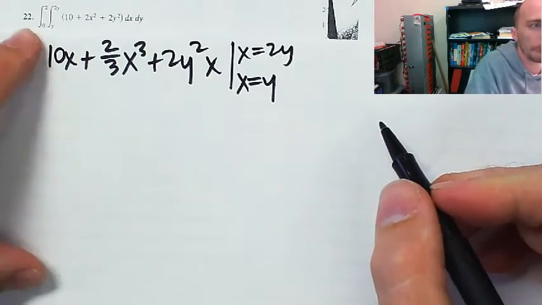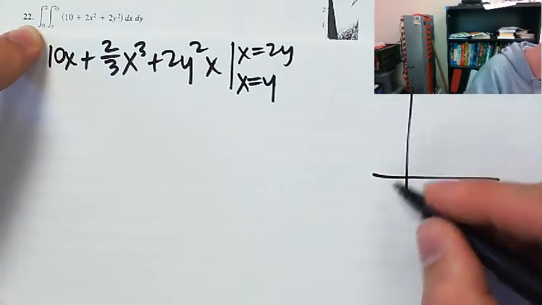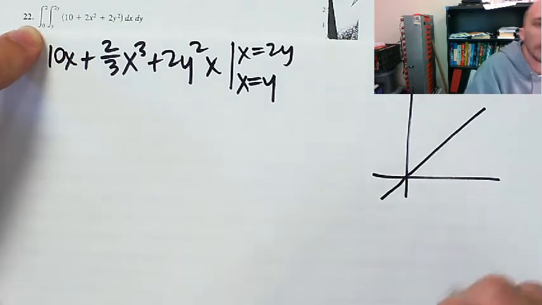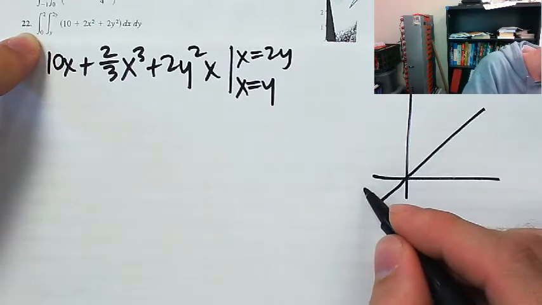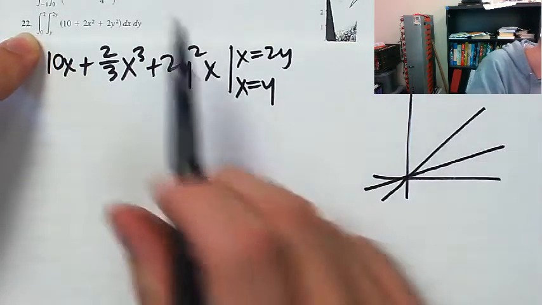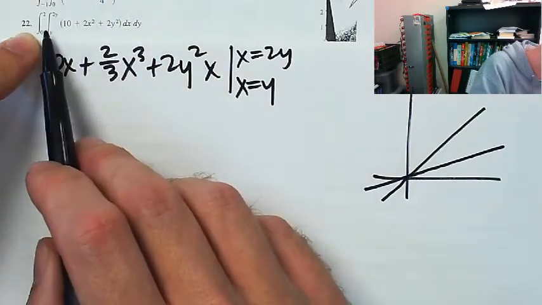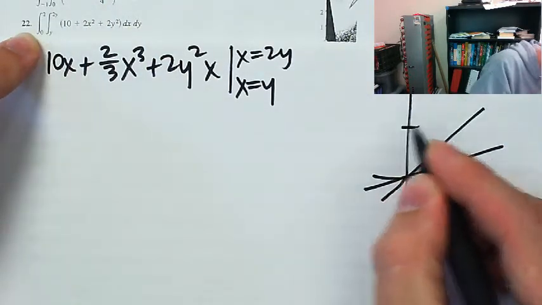Okay, just to show you what region this would look like. X equals y, we know what that looks like. It's y equals x. And x equals 2y, that's y equals half x. So that would be like this, just half as steep. X is running from y to 2y. Y is running from 0 to 2.